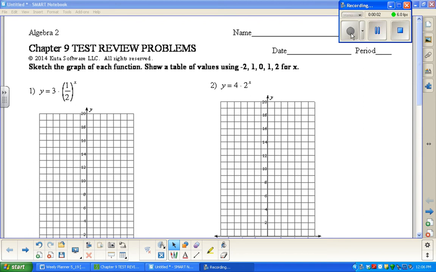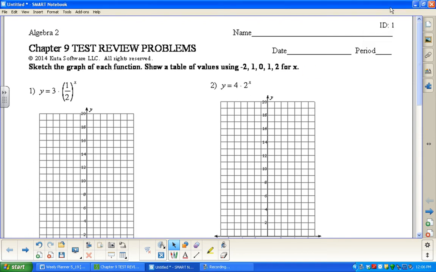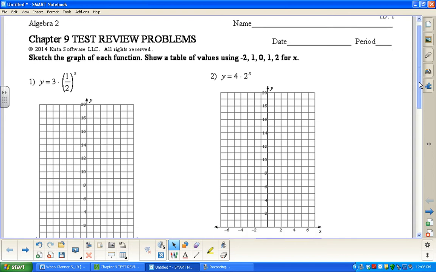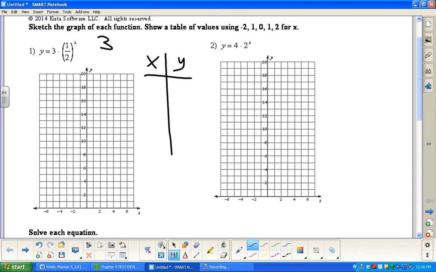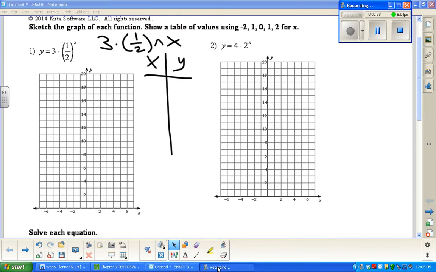Okay, here's a little review video for the Chapter 9 test coming up here. First couple problems are going to be graphing, so pretty much calculator problem. What I'm asking you to do is make a little table of values. And again, use your calculator to do this. As just a refresher, the first one can go 3 times 1/2 and then caret key to the x power. And you can use the table to come up with the values there.